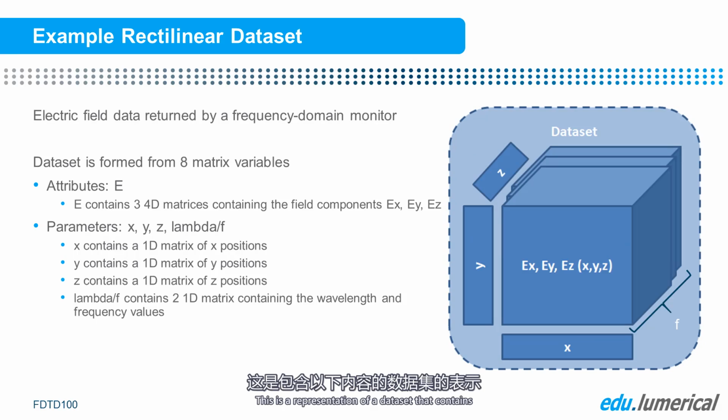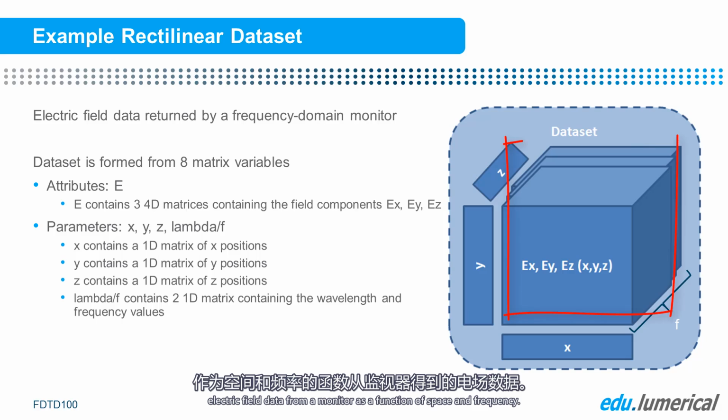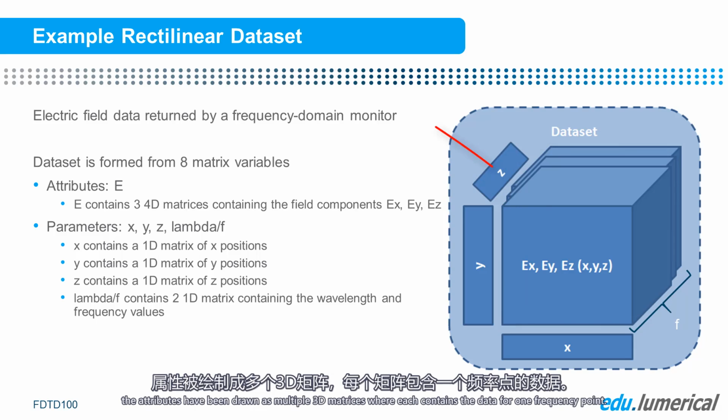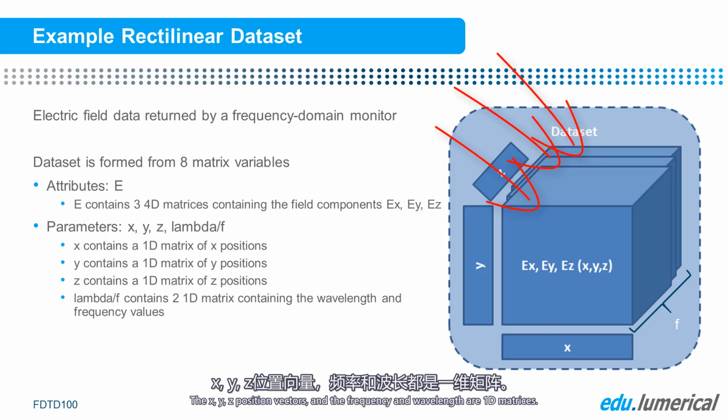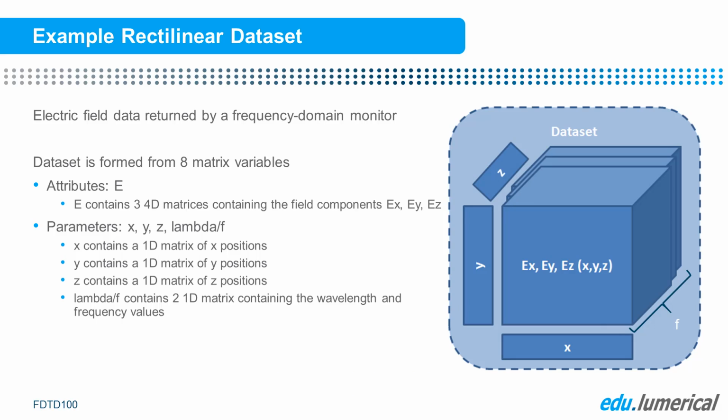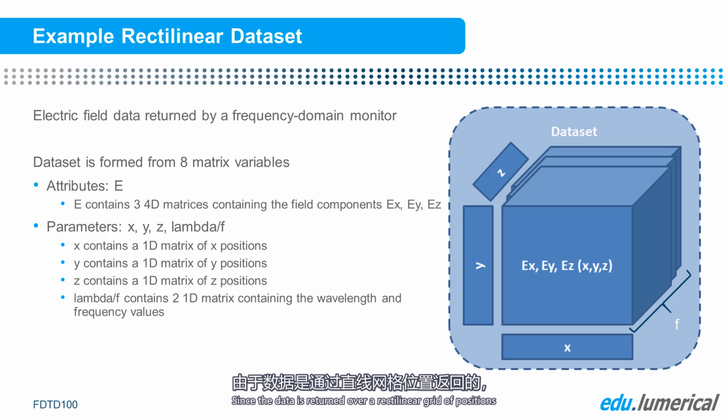This is a representation of a dataset that contains electric field data from a monitor as a function of space and frequency. The electric field data for each field component is a 4D matrix. In order to represent this in the drawing, the attributes have been drawn as multiple 3D matrices where each contains the data for one frequency point. The x, y, and z position vectors and frequency and wavelength are 1D matrices. The electric field data are the attributes, and x, y, and z and wavelength and frequency are the parameters of the dataset. Since the data is returned over a rectilinear grid of positions, this dataset is a rectilinear spatial dataset.